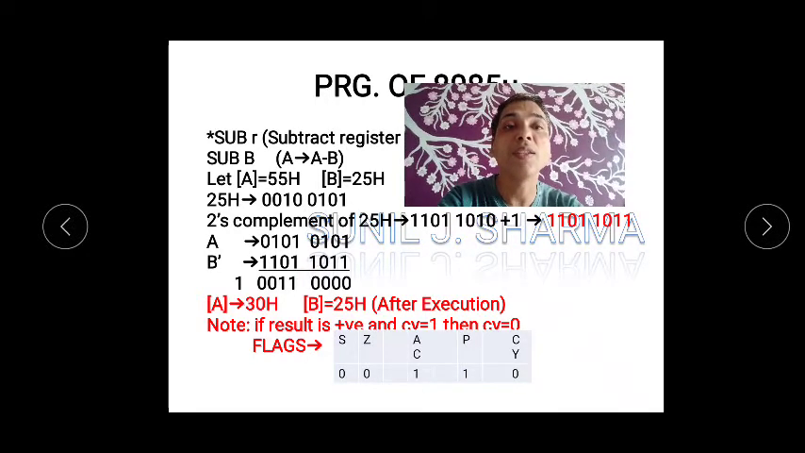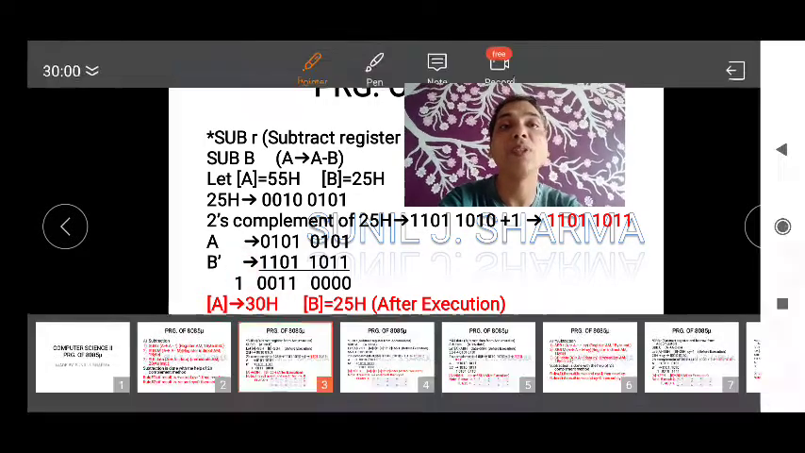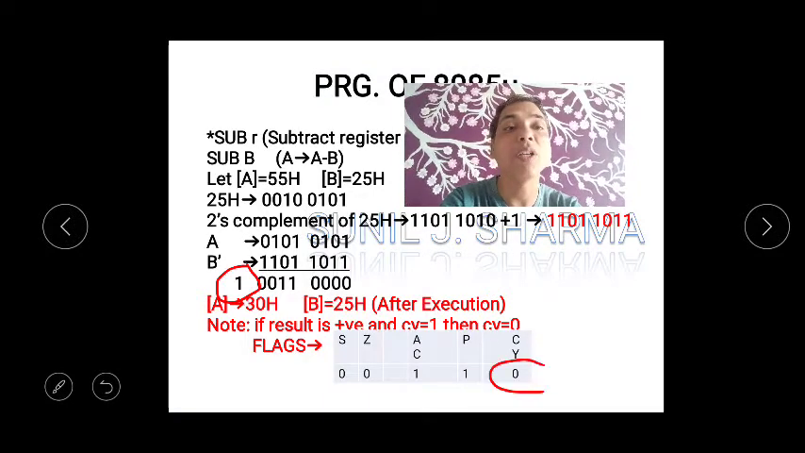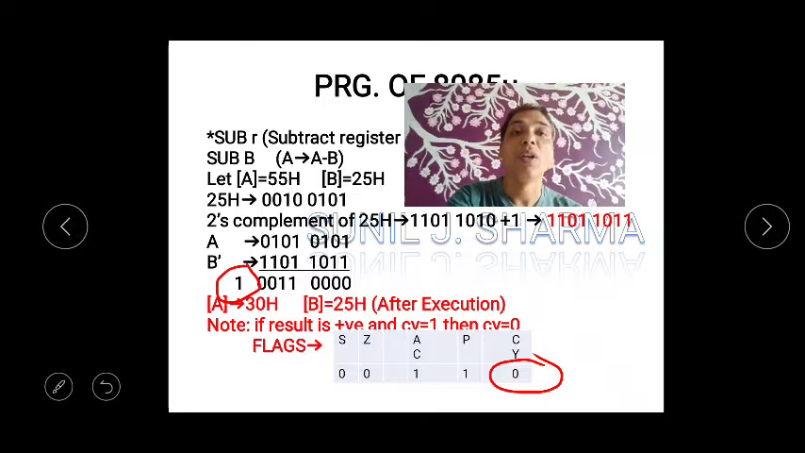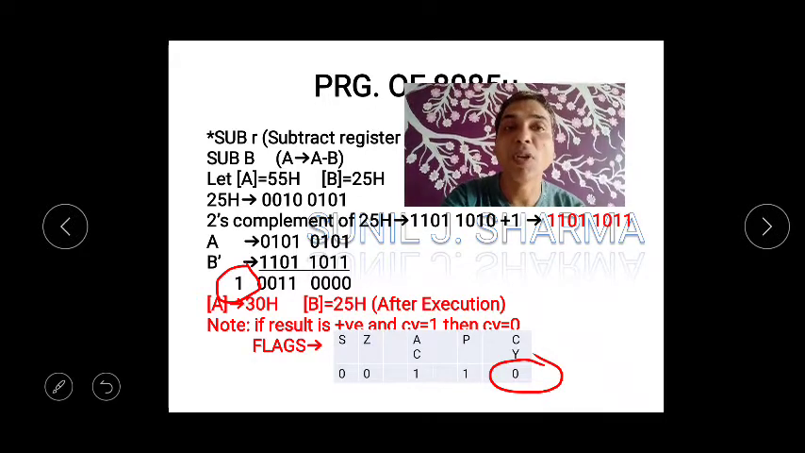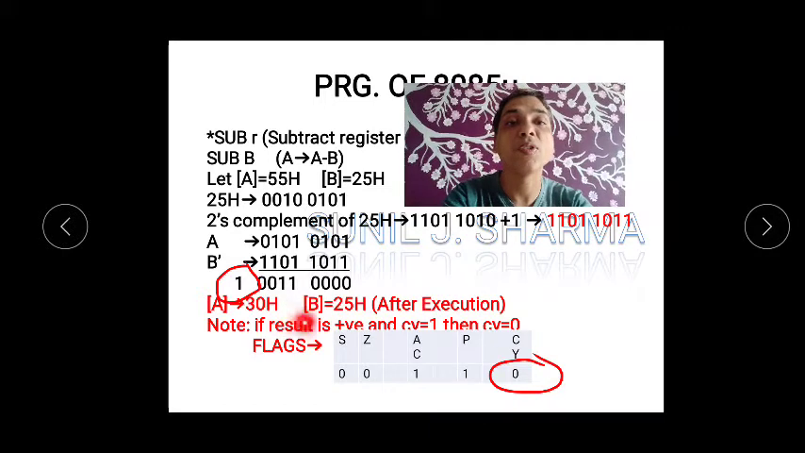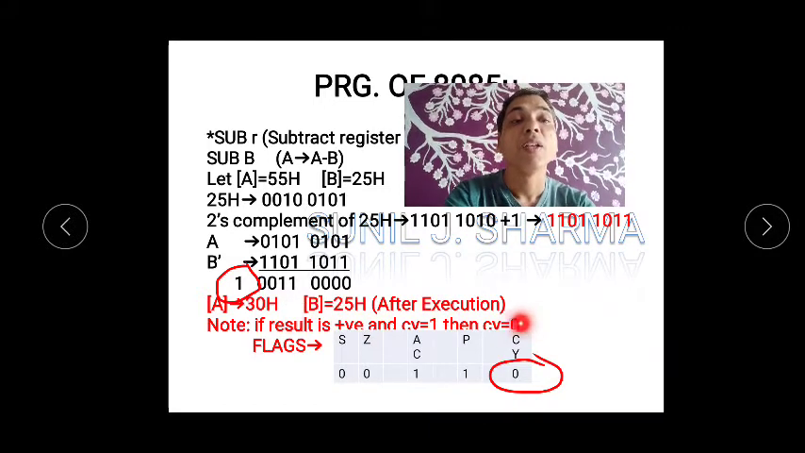Your result isn't affected, but can you see the carry flag? Here we have the carry flag as 1, but here we have written the carry flag as 0. The reason is we are just following the rule. Just now I showed you the rule, and I have written here also, if the result is positive, then carry has to be 0.